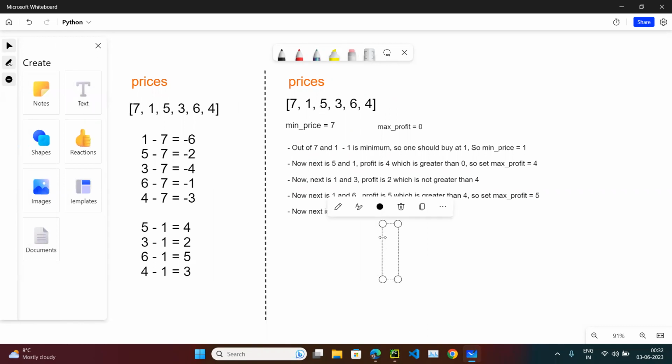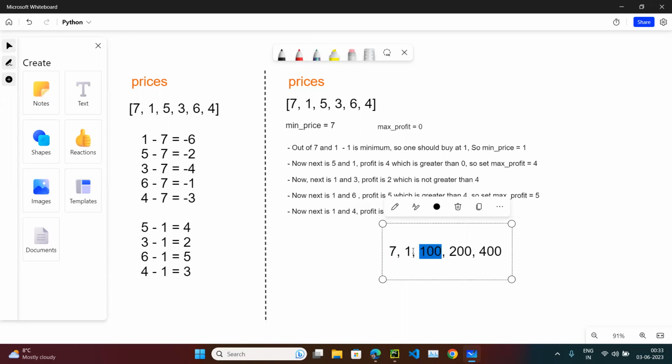As an example, let's suppose we have 7, we have 1, right? Now you might wonder why we consider 1 instead of 7: because we have to calculate the difference. There could be any number of elements after that. It could be 100, 200, or 400, right? But 100 minus 7 is always smaller than 100 minus 1. So as soon as I find the next smaller element, I will update it. This is my minimum element.